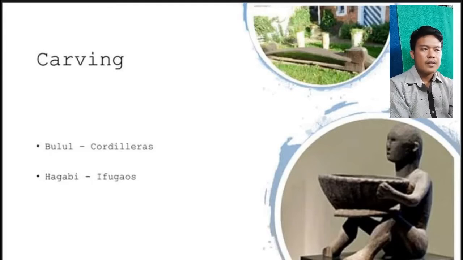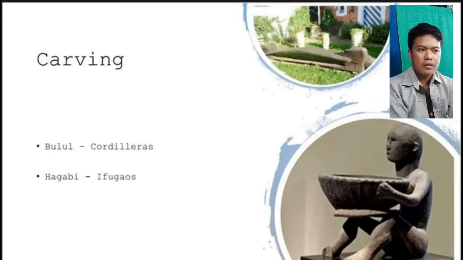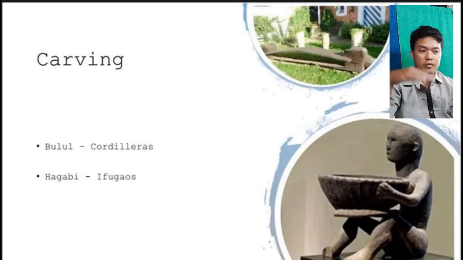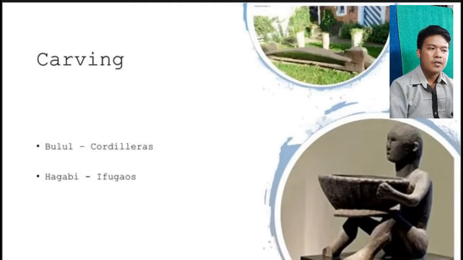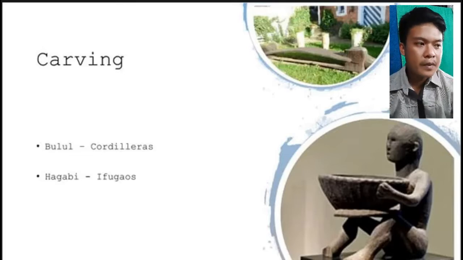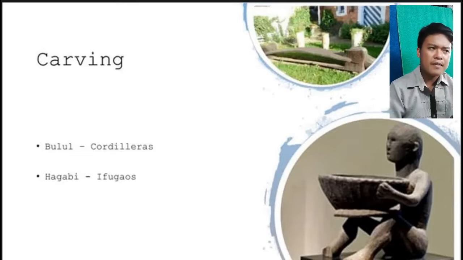That is called a bulul, or they also call it tinagtago. It is a carved wooden figure used to guard the rice crop by the Ifugao. Their sub-tribe, the Kalanguya, are the people of northern Luzon. And in Ifugao, they also have this Hagabi, the upper portion, that platform.